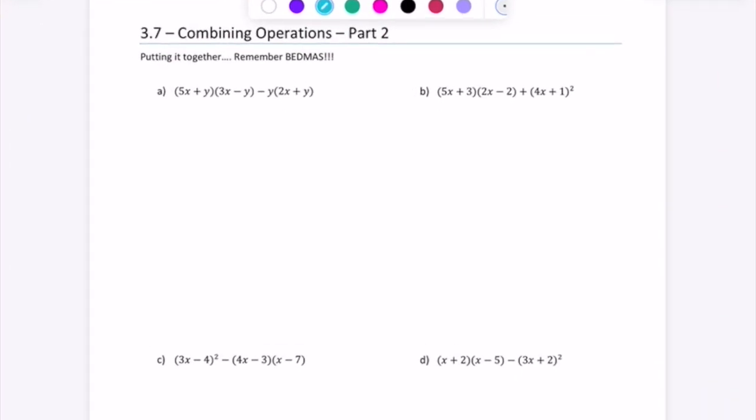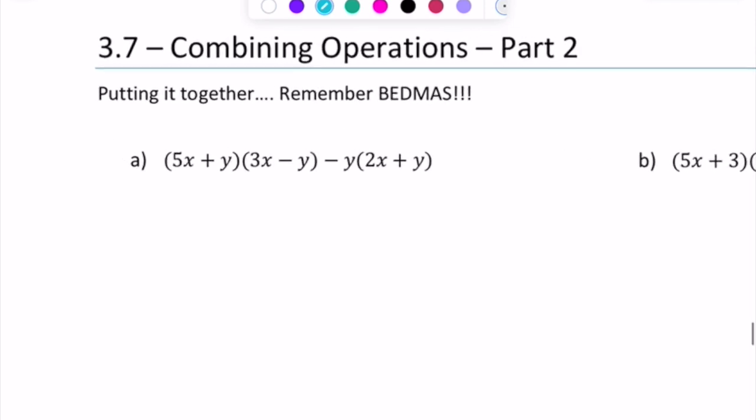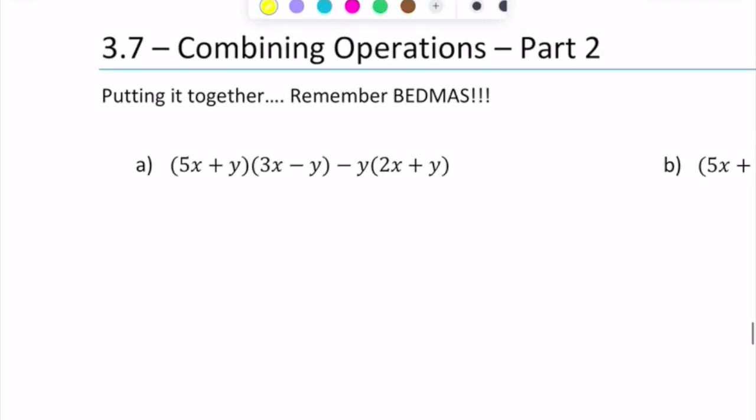Hello! Today we are going to talk about combining all of the operations. None of what we're going to do today is technically new. However, we are just putting things together. So when we are doing this, something very, very important to remember is BEDMAS.